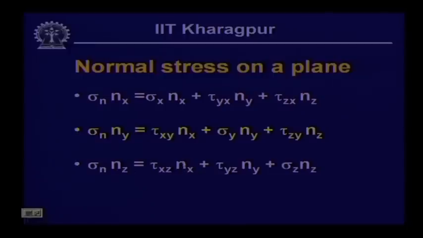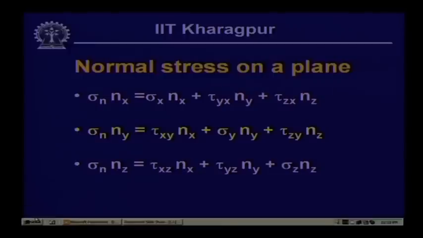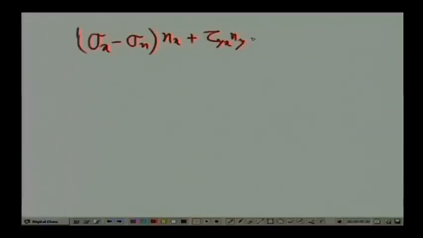Now, these equations can be rearranged and can be written as sigma x minus sigma n n x plus tau y x n y plus tau z x n z. This is equal to 0.